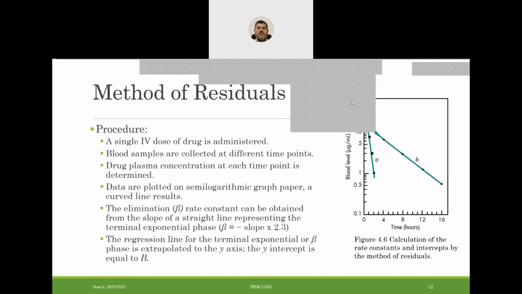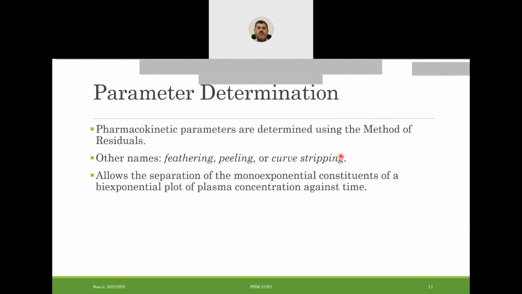we have one curve, one line. This has a biexponential decline, which is a sum, as we said, of two processes, distribution and elimination. We separate it into its monoexponential components. We call it this because the process allows separation of the monoexponential constituents of a biexponential plot of plasma concentration against time.